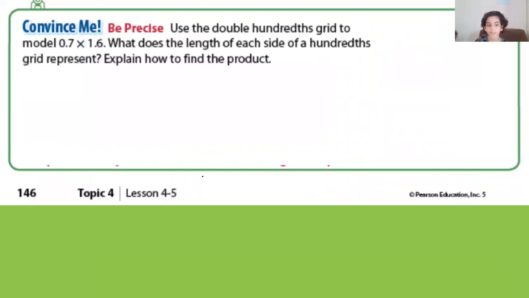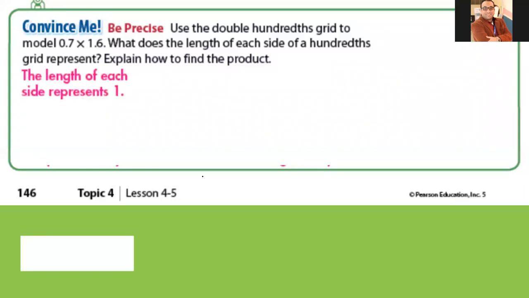Question 146, convince me. Can you read, Abdurrahman? Sorry, Ammar. Use double hundreds grid to model 0.7 multiplied by 1.6. What does the length of each side of the hundreds grid represent? Explain how you find the product.